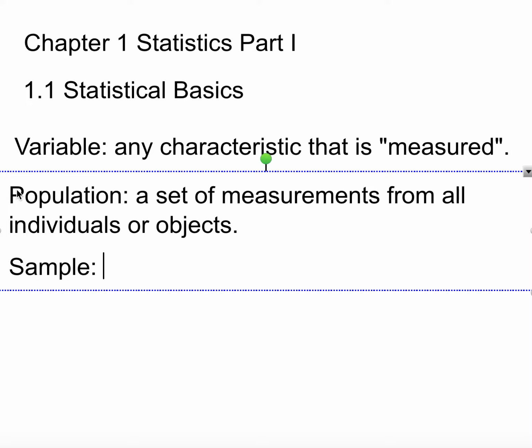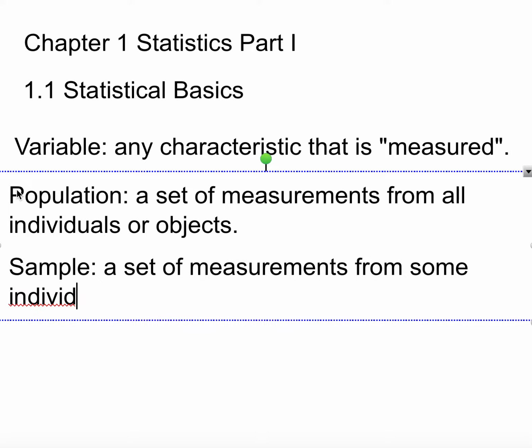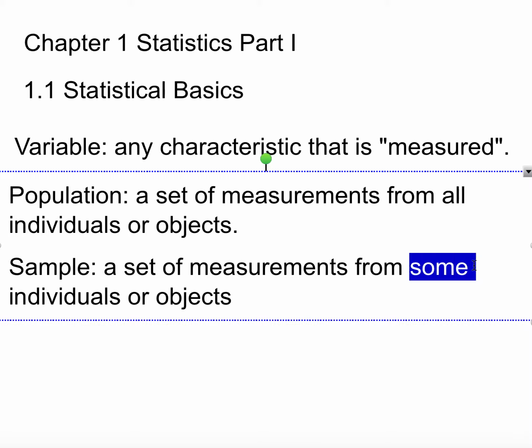And a sample is basically a set of measurements from some individuals or objects. So it's only from a smaller collection. It looks just like the population, except instead of having the word all, we have the word some. Because you're not going to measure every single solitary object or individual. An example would be for the diameter of breast height. You could go out and measure 100 trees and their diameter of breast height, and that would be easy for you to do, and you could be able to get that information.